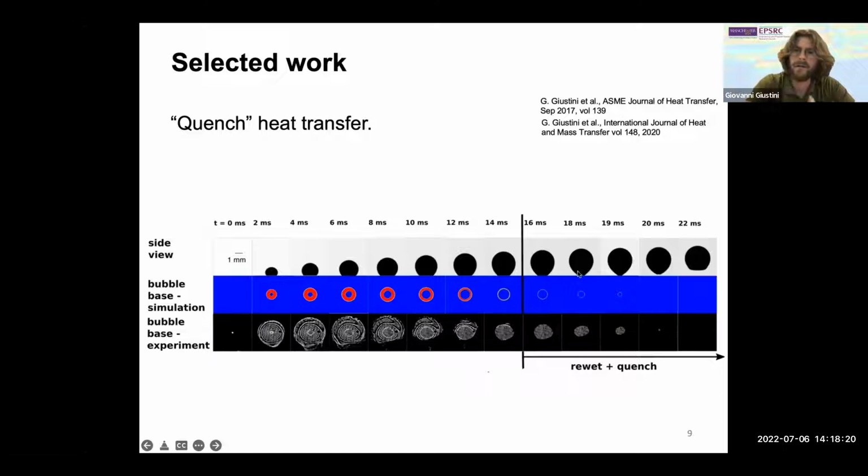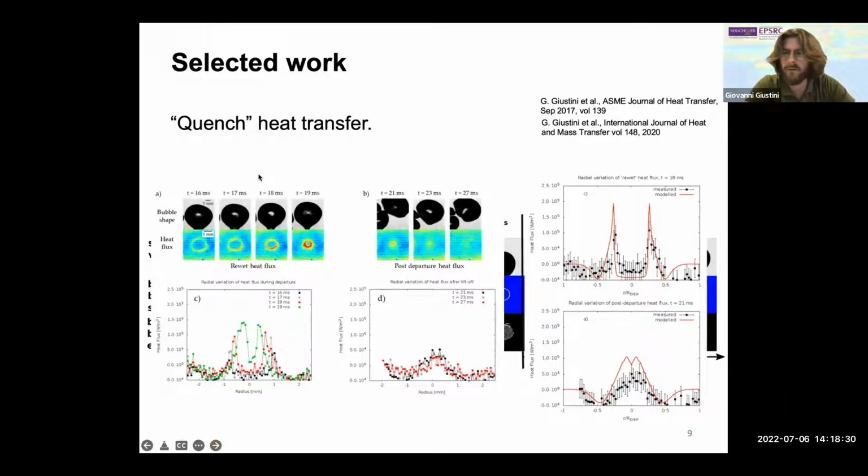So what happens? I have basically a hot spot that is covered by relatively fresh liquid. So there should be some heat transfer associated with this process. And that is precisely what both experiments and CFD simulations suggest. So you're beginning to understand why I was calling this a quench process. Here, these four images are from measurement, and we can see that as the bubble is beginning to depart, there is indeed some enhanced heat transfer where the advancing liquid front is present.